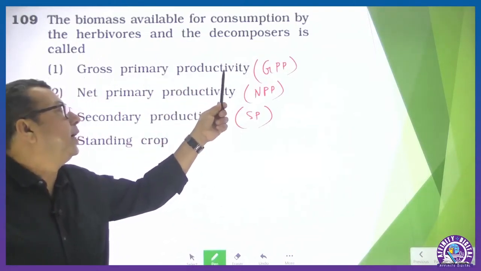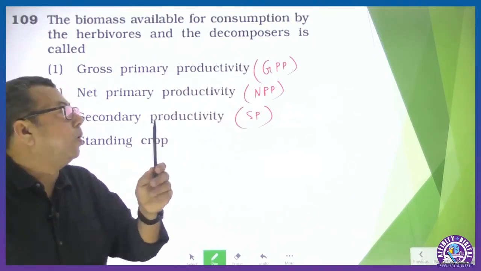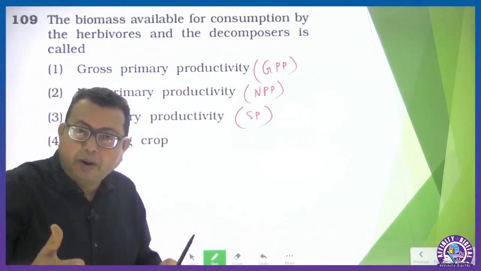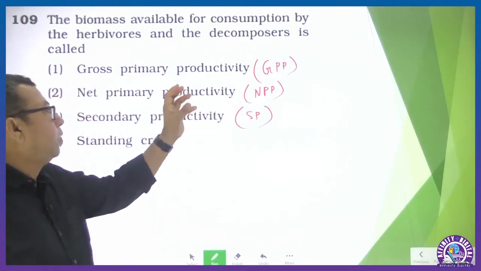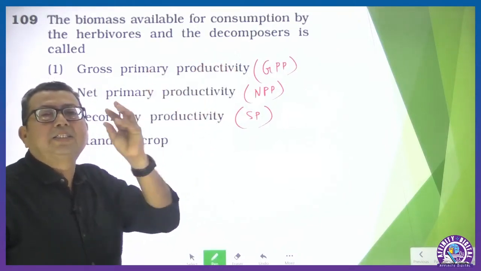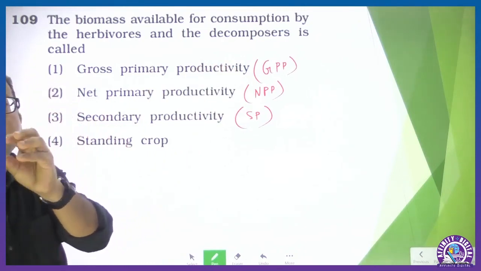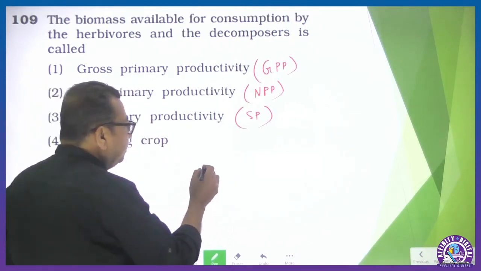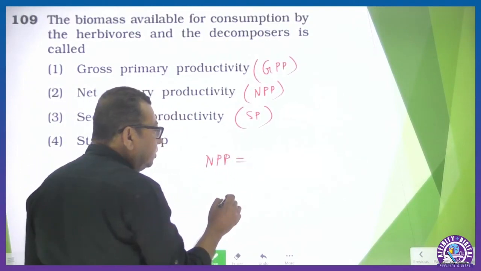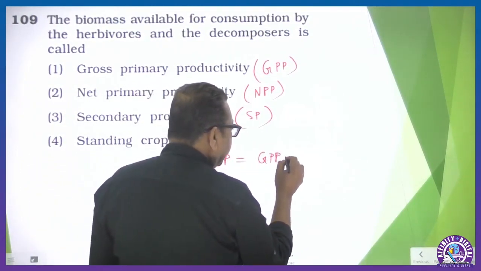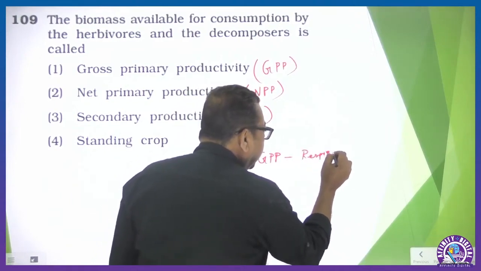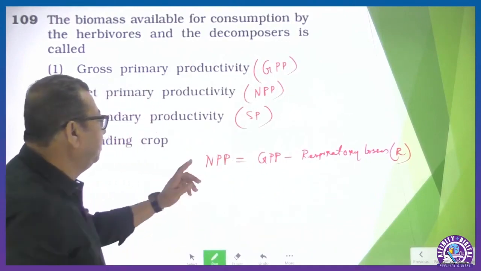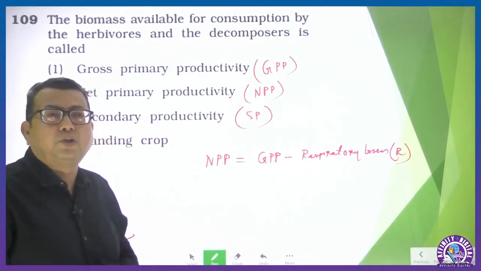Jitna bhi carbohydrate gross primary productivity se banta hai, do you think all these organic products are utilized to make new biomass in the organism? No. A large part of this organic matter is used as substrate, as fuel, for aerobic cellular respiration. So baki jo organic matter rehta hai unko bolta hai net primary productivity. So net primary productivity is equal to what? Is equal to GPP, gross primary productivity, minus respiratory losses. Respiratory loss is represented by R. So that is NPP.